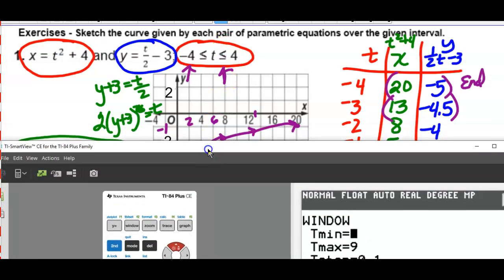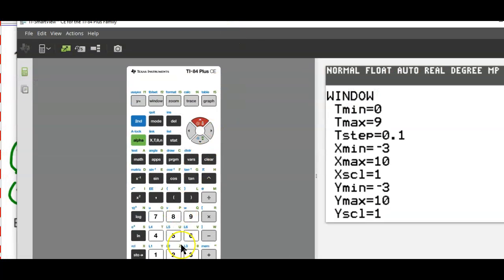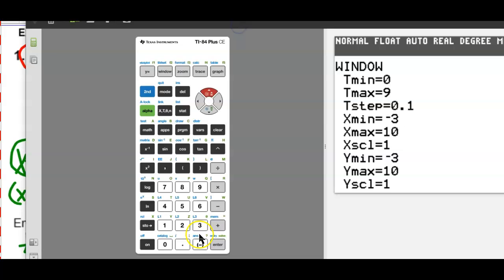So this one was from -4 to 4, okay? You don't need to do this one with me. You can just watch. And then we're always going to make this t-step something small. 0.1 is what we used in polars, and that's what I would use here as well. I can show you why in a second.